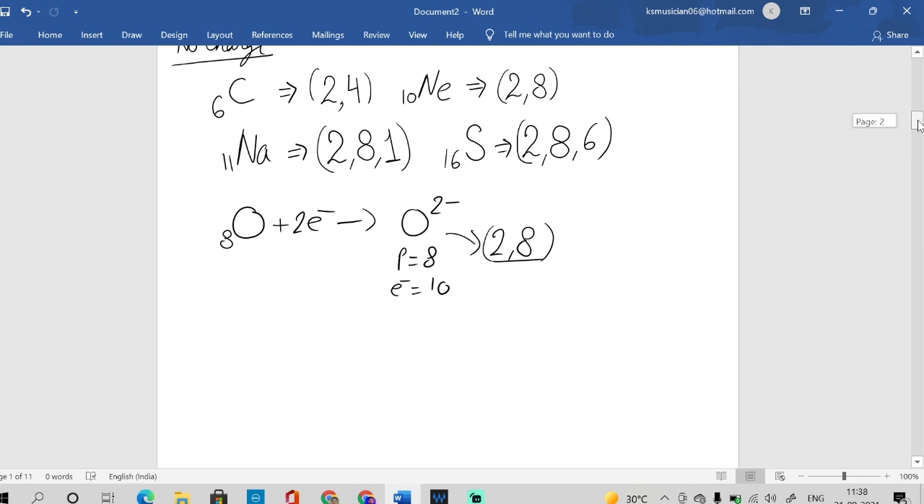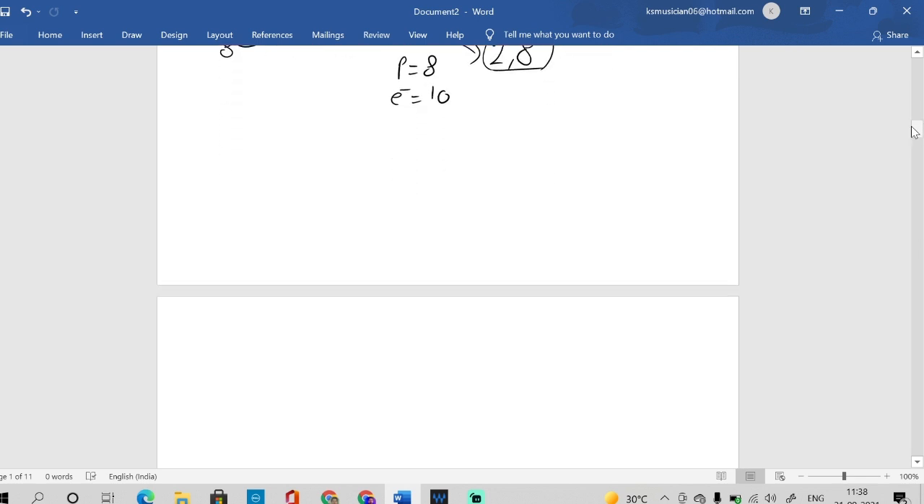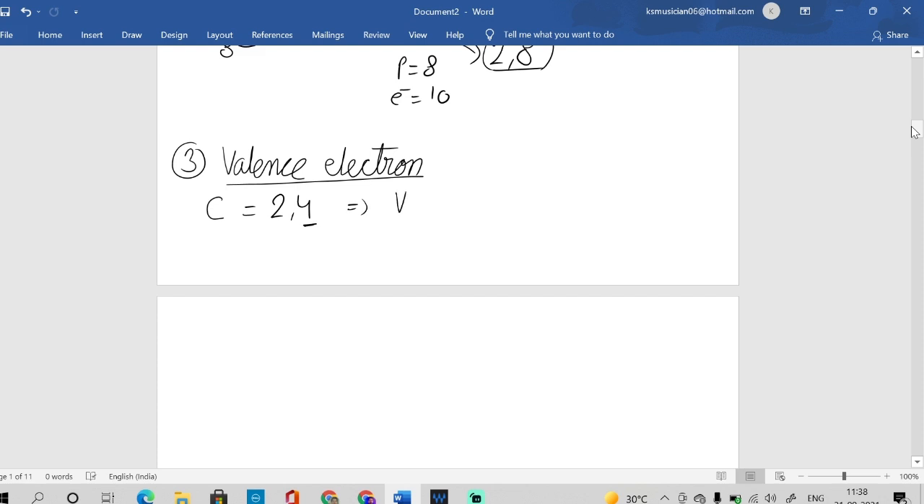Now we are talking about valence electrons. Valence electrons are nothing but the total electrons present in the very last shell of an atom. Like for carbon, 2, 4 is the electronic configuration, so 4 electrons are present in the valence shell, meaning the outermost shell is called the valence shell. So its valence electrons are 4.